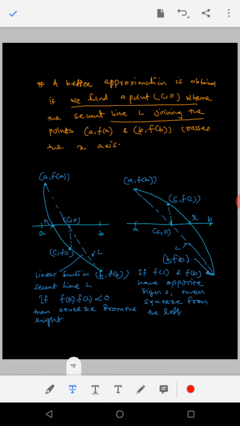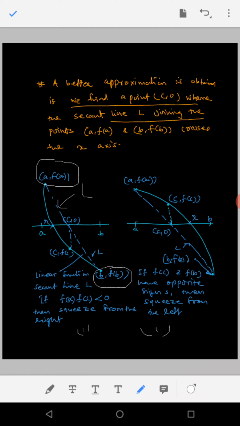A better approximation is obtained when you find the point c on the x-axis by this second line L, shown here in dotted, joining the points (a, f(a)) and (b, f(b)). So these are your function coordinates. In either of the two cases, 1 and 2, this line is going to cross the x-axis.